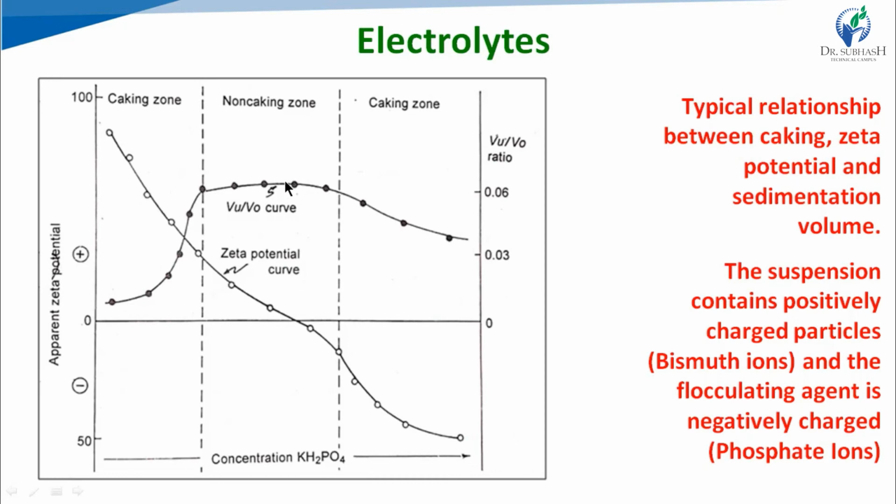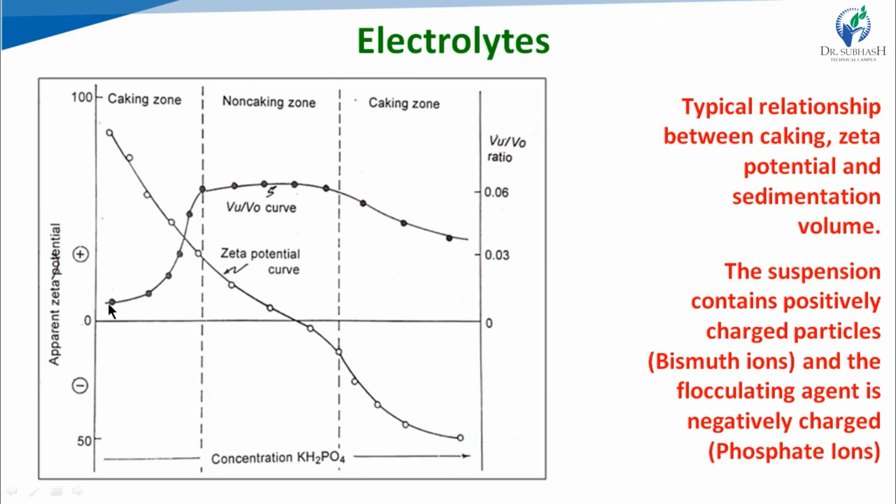Now over here the amount of floc is higher, so due to the higher density of the floc they will show sedimentation, but they are easy to redisperse, so that's why they are converted into a non-caking zone. Then again, if the zeta potential goes to the negative side, the sedimentation value will decrease. We can say the sedimentation value should be near to 1. If it is near to 1, then the stability of the product is higher.